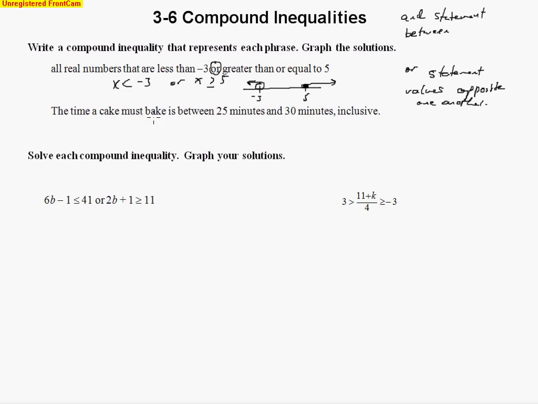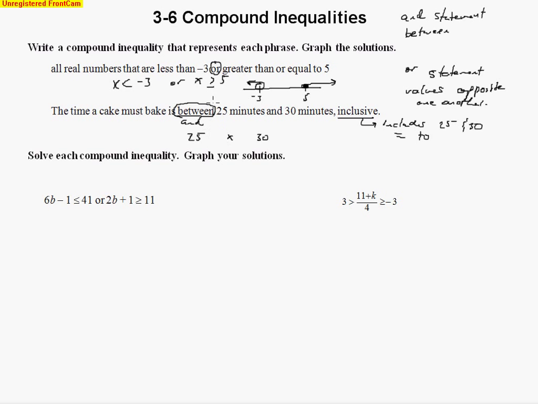The time it takes to bake a cake is between... So between is the key word there that tells us that we're dealing with AND. And so it's between 25 and 30 minutes, inclusive. Inclusive means it includes the values of 25 and 30. And that's important. That means we're going to use the equal to symbol. So we're going to set them up this way: 25 and then 30, and since it's between, we're going to show the value of x in between.